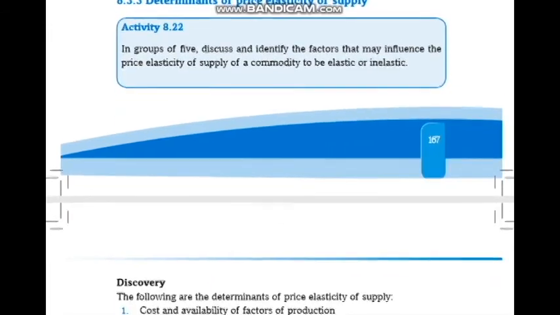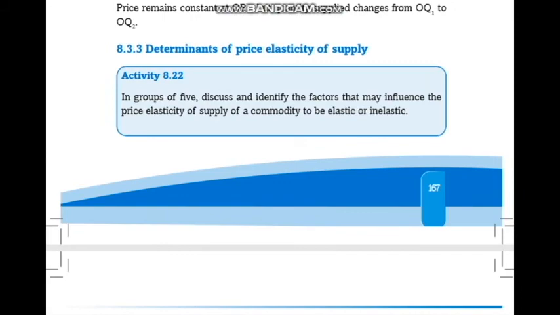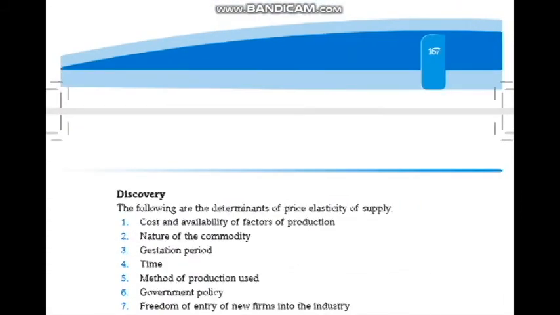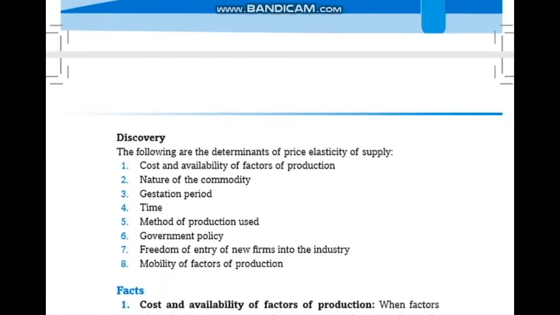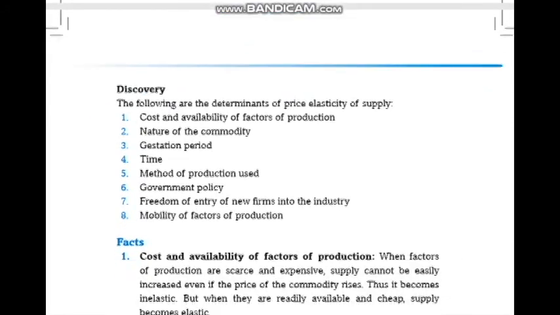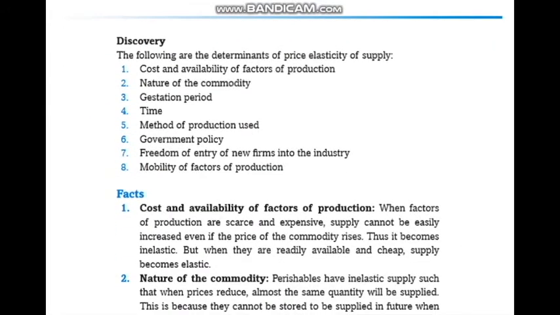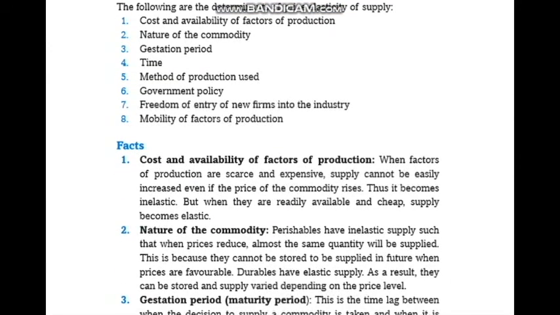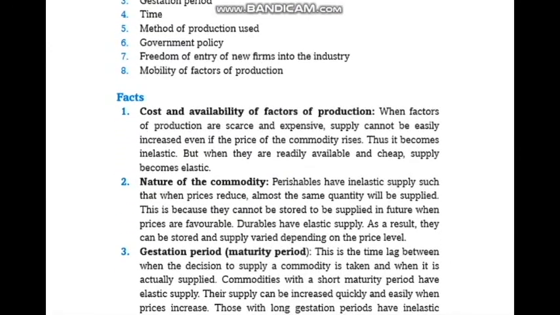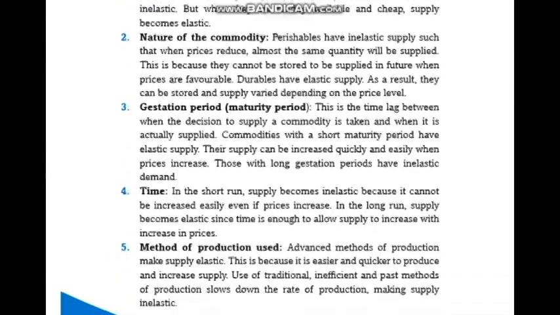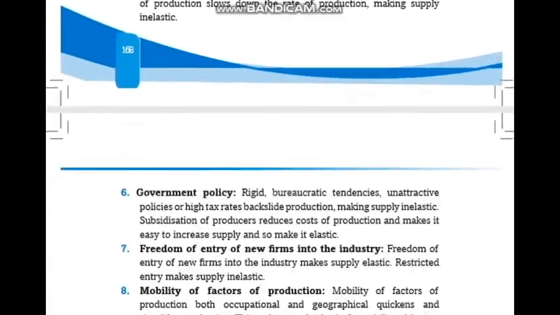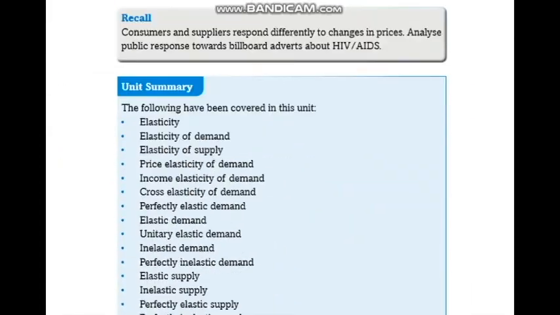Determinants of price elasticity of supply. There are determinants of price elasticity of supply: cost and availability of factors of production, nature of commodities, gestation period, time, method of production used, government policy, freedom of entry of new firms into the industry, and mobility of factors of production. We have seen them, so you have to read carefully and then you will understand the meaning. As I recall, consumers and suppliers respond differently to changes in prices. Analyze public response towards billboard adverts about HIV and AIDS.